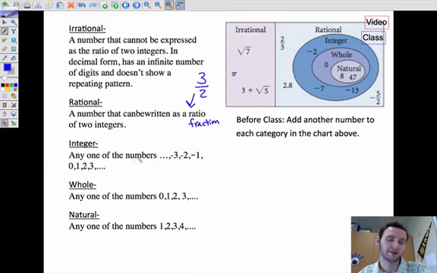Integers are basically the whole numbers, but they include the negatives. So any number: -3, -2, -1, 1, 2, 70, -99. The whole numbers are a smaller group than the integers. The whole numbers are the integers except none of the negative integers. So a whole number is basically a positive integer, or 0. And then the natural numbers are exactly the same as the whole numbers, except no 0.